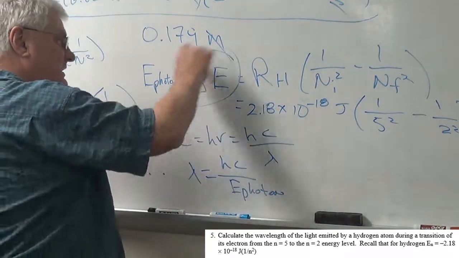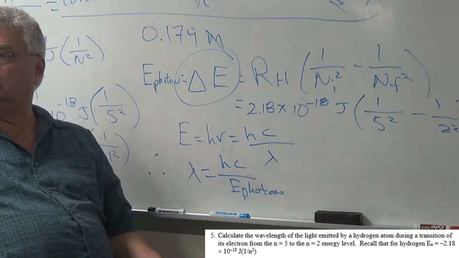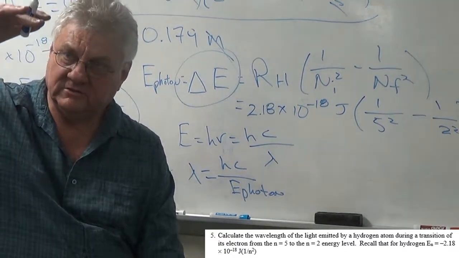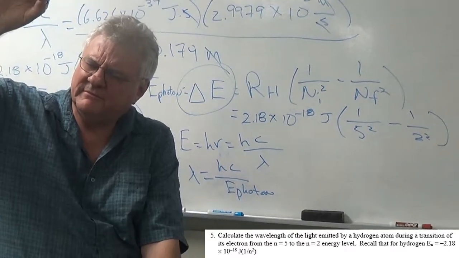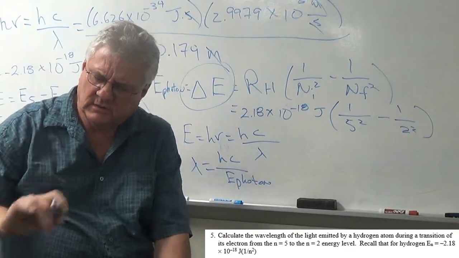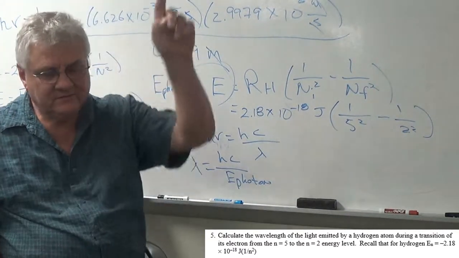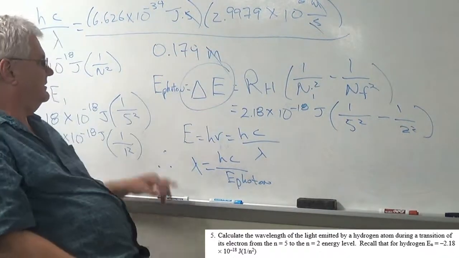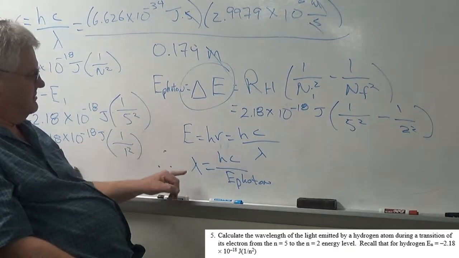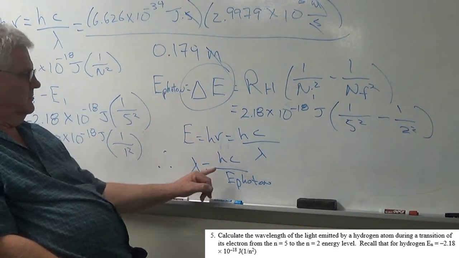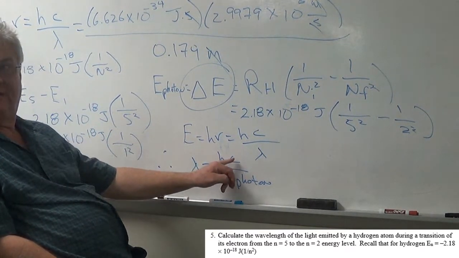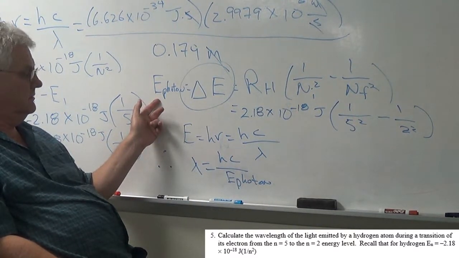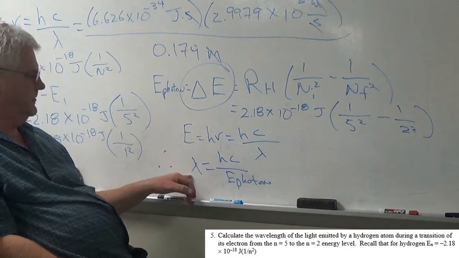And that's what we figured out here above. Don't forget the amount the energy changed when the electron dropped from a higher energy level to a lower one is exactly equal to the energy of the photon it gave off. And once you know the energy of the photon, then you can use this equation, Planck's constant times the speed of light divided by the energy of the photon, will give you the wavelength.